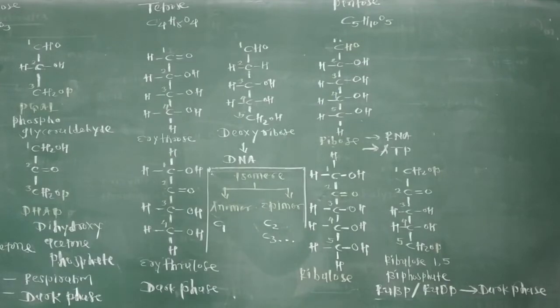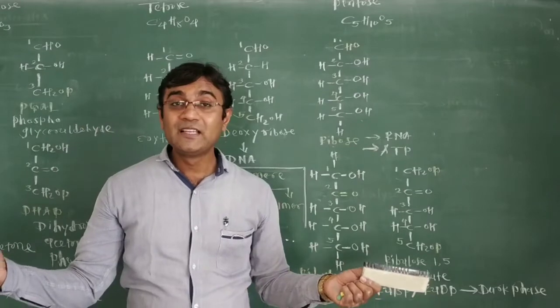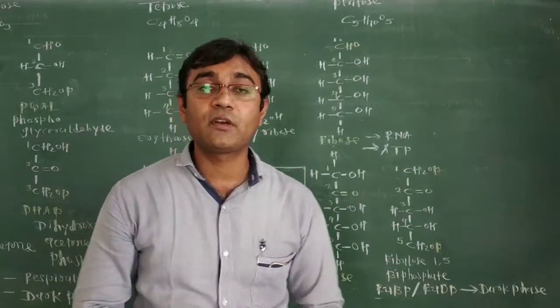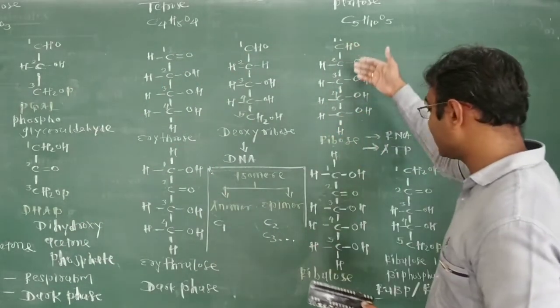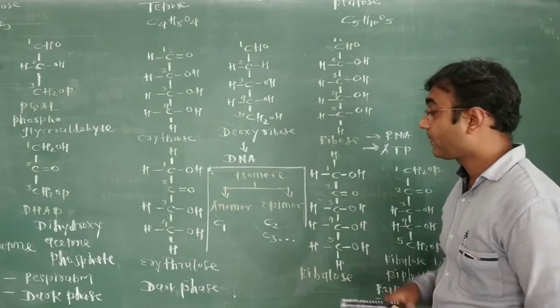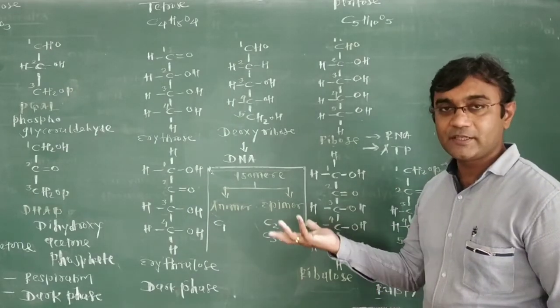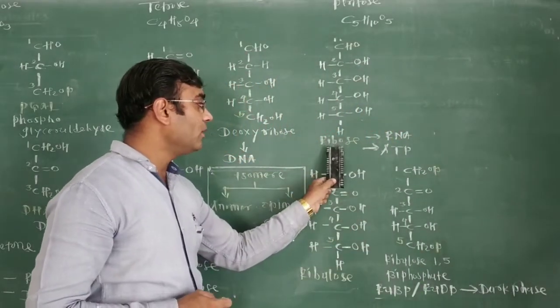Now we are going to discuss isomers. What is an isomer? Chemicals having the same molecular formula but different structural arrangement are called isomers. Isomers are also divided into two: anomers and epimers. What are these? First we write their examples. First we write the ribose isomer.